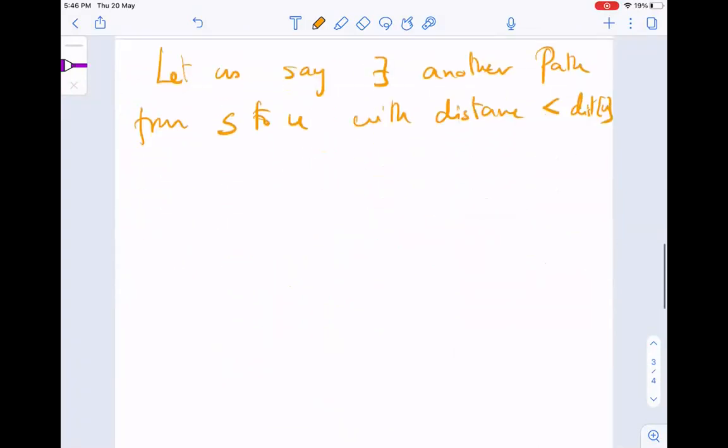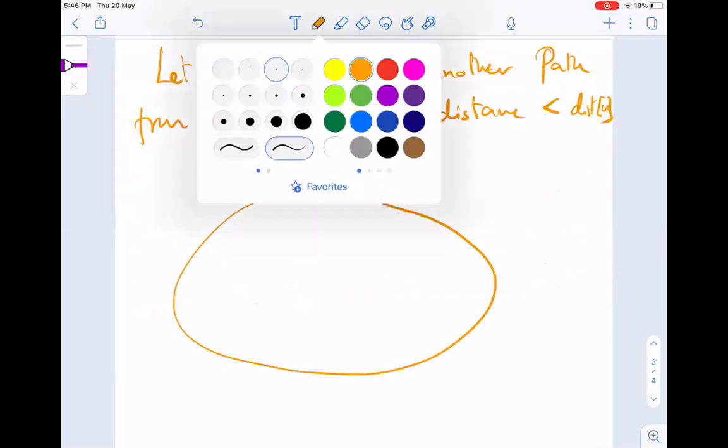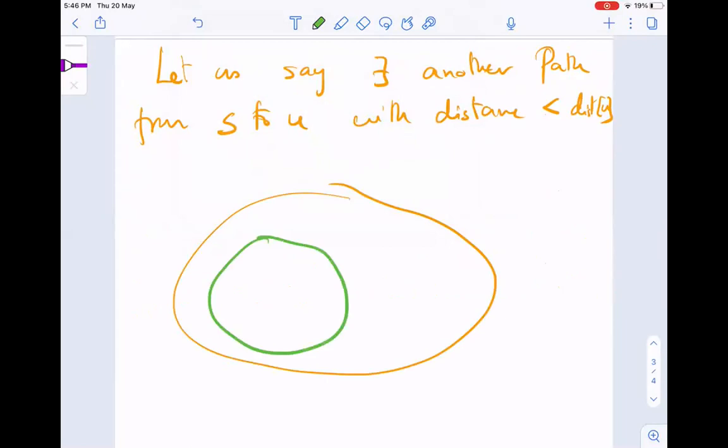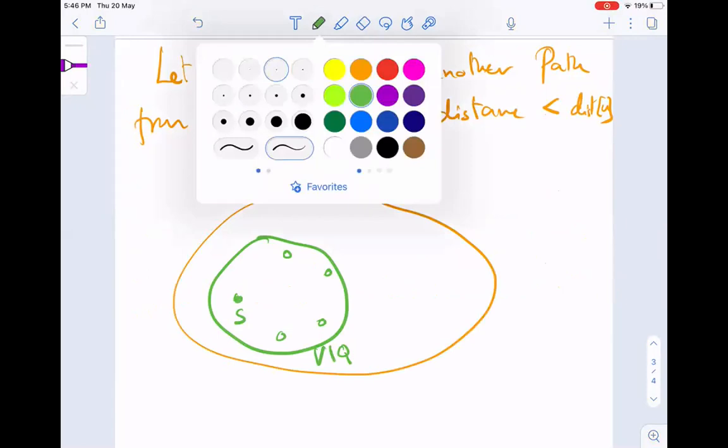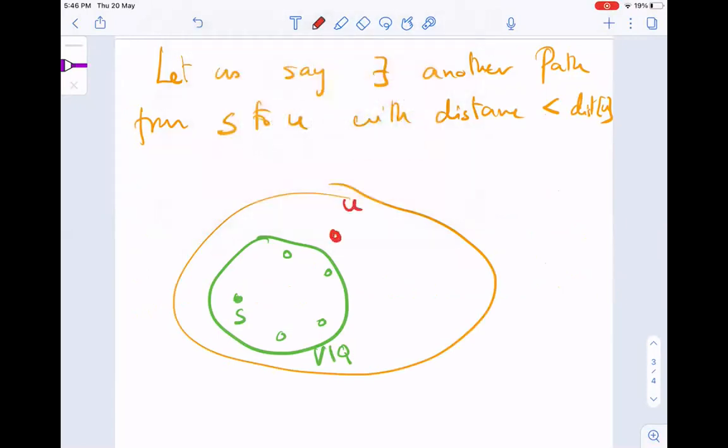So what is the path? Think of it, this is the graph. This is my S, and these are the set of all the vertices that I have already picked up. This is the V minus Q part. At that time, U is somewhere here. U has a distance, so there is some path from S to U via this one. This path, the red path, has the distance of U.